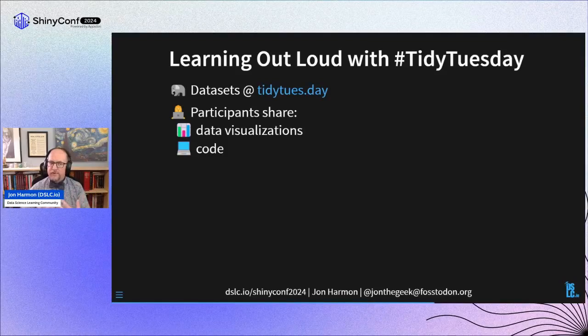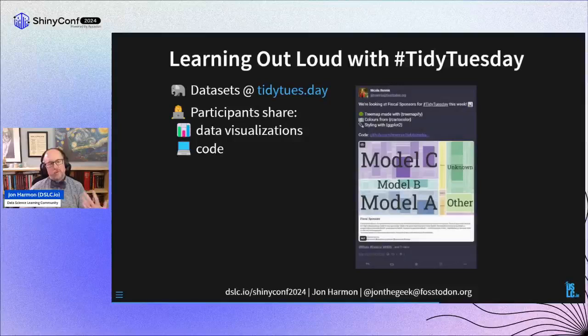And then users share data visualizations and code. So this is an example from a month ago. Nicola Rennie does a lot with Tidy Tuesday, and this is one where she took some data about fiscal sponsors, because that is something that's important to us. I'll talk about that in a moment. She made this tree map, and she does a really great job of laying out how she does things, describing what packages she uses. So I highly encourage looking for that Tidy Tuesday hashtag across social media and seeing what people are doing.